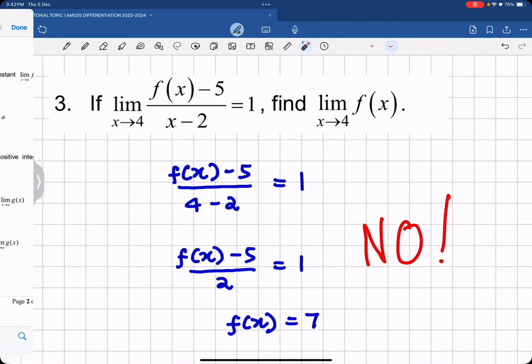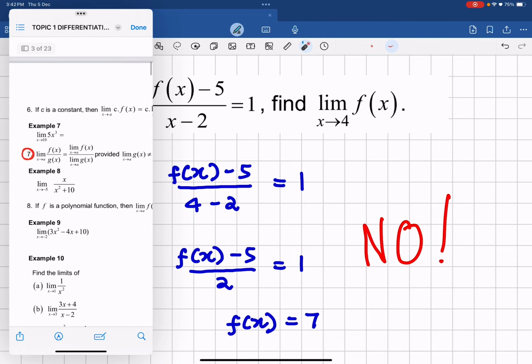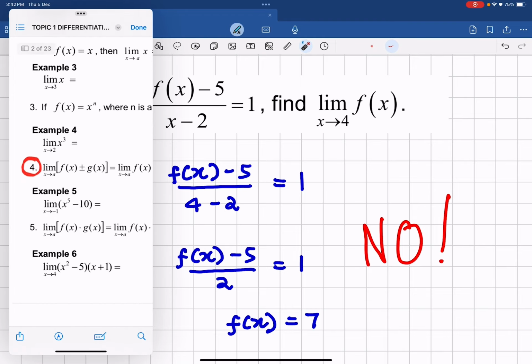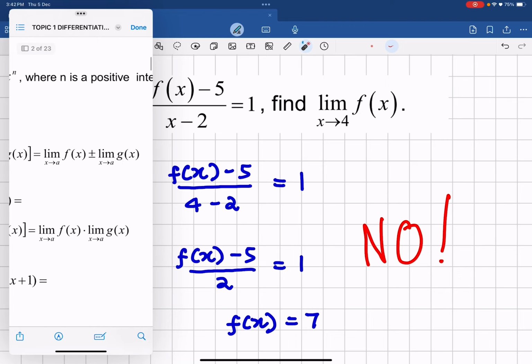So you may refer to the properties of limits, page 2 and page 3 of 23. Look at the example or the properties of limit number 4 and number 7. If you have the limit as x approaches a of f(x) plus or minus g(x), you may split it into two: the limit of f(x) as x approaches a, plus or minus the limit of g(x) as x approaches a.